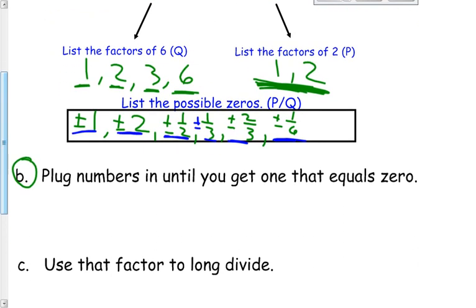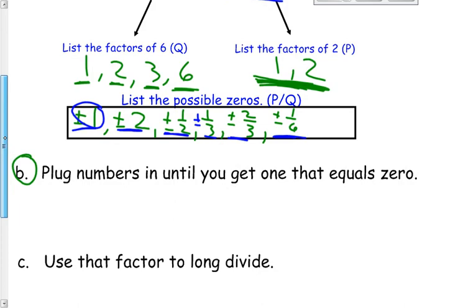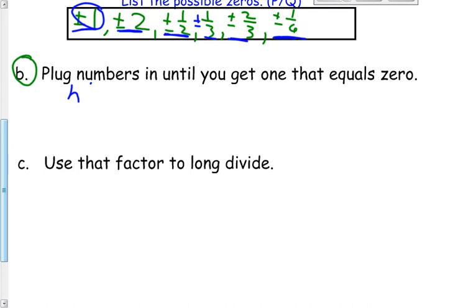So what I always just say is start with our integers. Fractions get kind of messy. So let's just start with this positive 1. Okay? I'm going to put a positive 1 in to this. So instead of h of x, I'm going to say it's going to be h of 1.